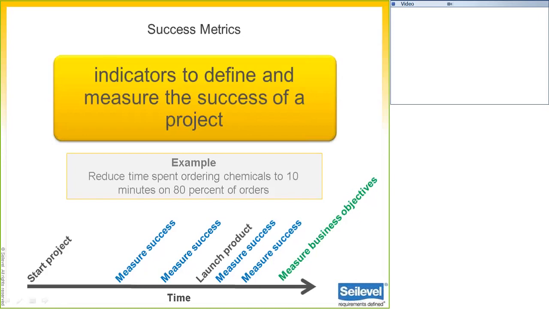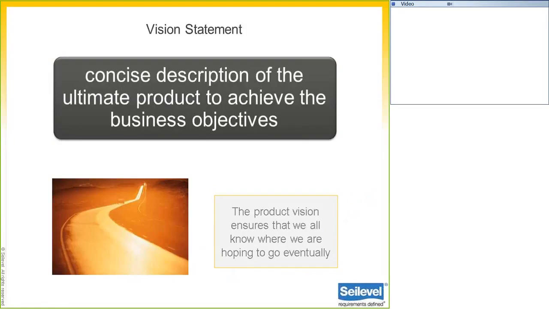All right, and so, another thing that's important and that Joy started to allude to are vision statements. These describe the product that will ultimately achieve the business objectives. They paint a picture of where we're all hoping to go on the project, and I like to think about it as a vision statement because we're all looking in the direction that we want to go. And it helps align the priorities and activities of the project stakeholders toward that common objective.